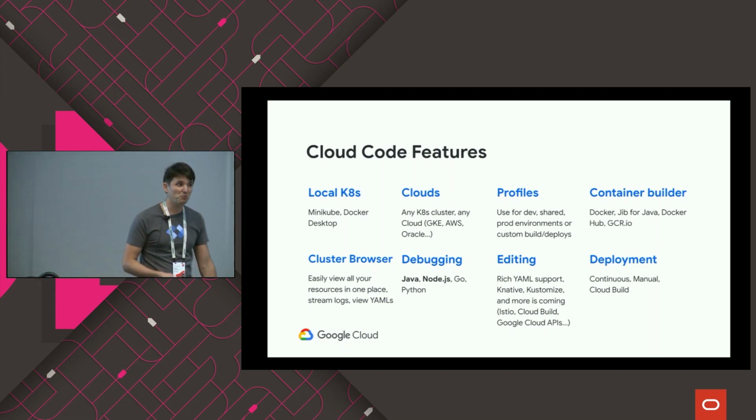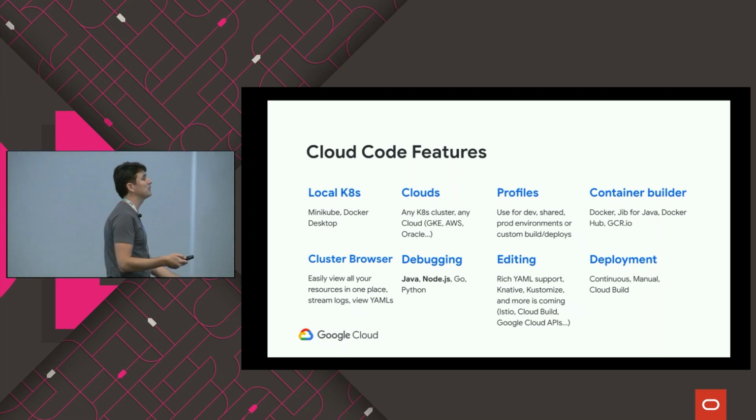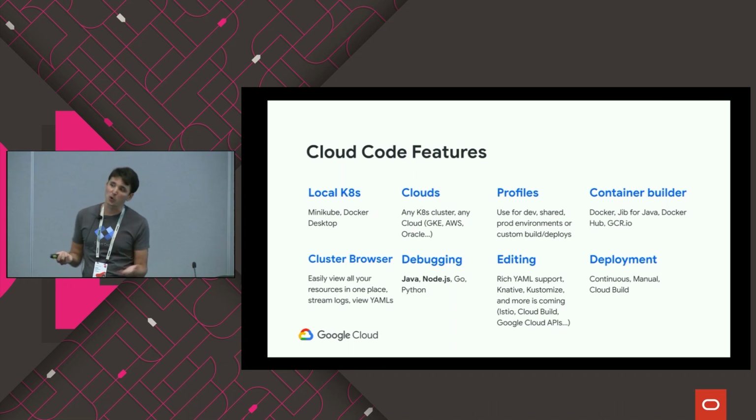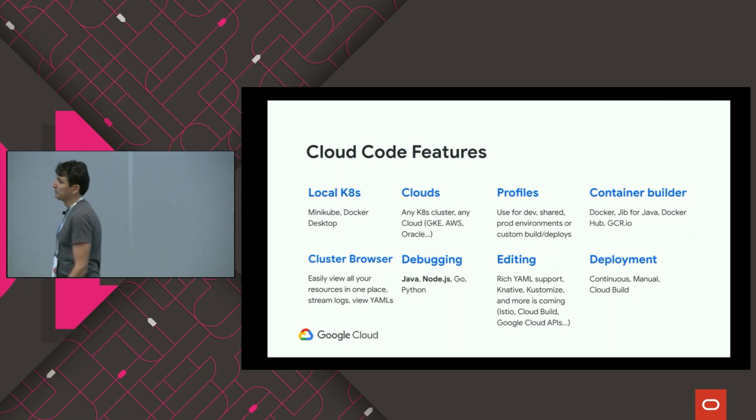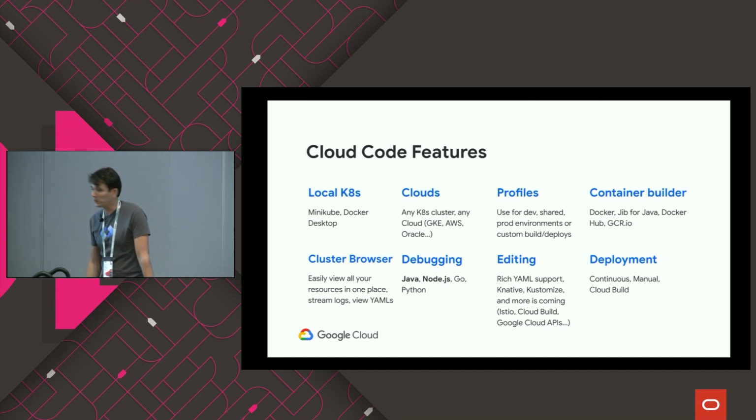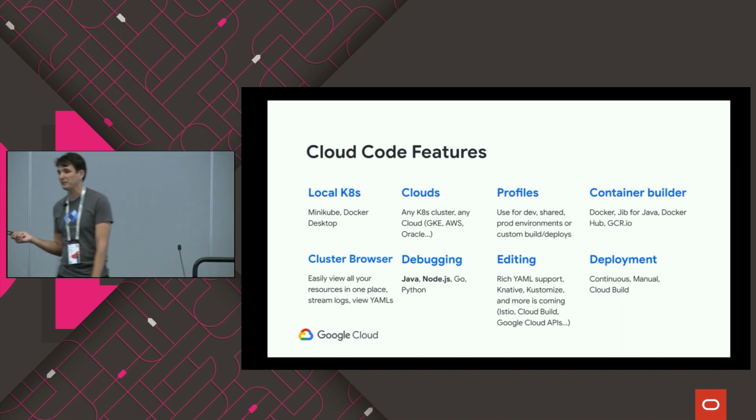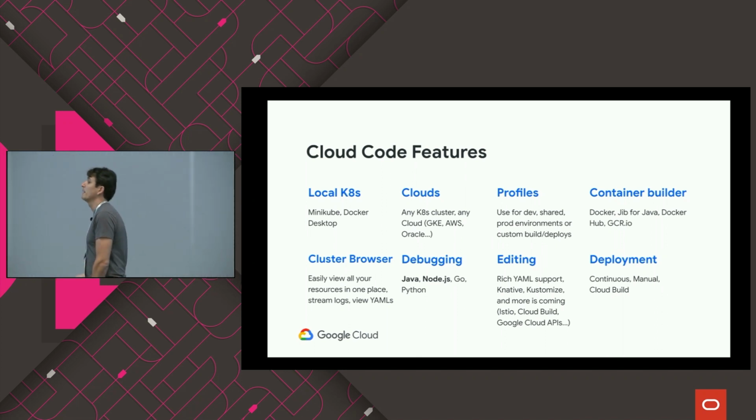We'll have Istio, which is a great service mesh, Cloud Build, and we have a lot of support for Google Cloud APIs. And deployment, I showed you how you can use continuous deployment for quick fixes, quick updates. You can use manual deployments, just run it once. And also, we support Cloud Build, which is another interesting feature from Google. You can just push all your sources into the cloud and build it there. And again, Cloud Code supports it. You don't need to leave your IDE to do that.